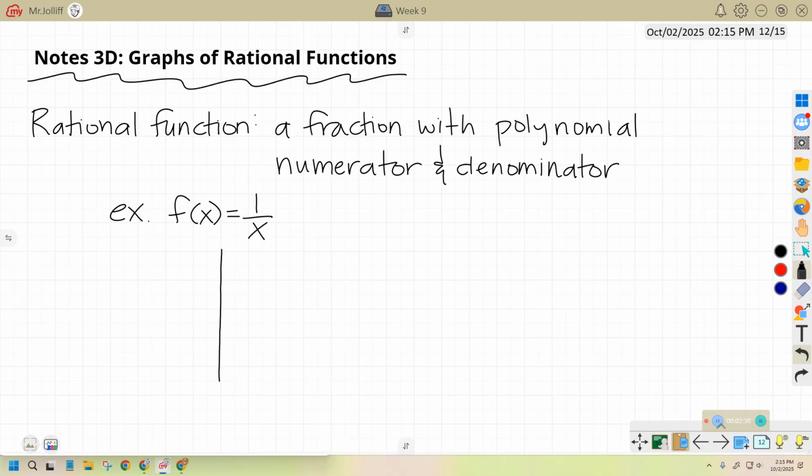Who remembers what the reciprocal function looks like? I see you doing this with your pen. So like this. Yeah? Okay. Is that it? He's shaking his head no. What are we missing? Good. It's both, because when x is negative, 1 over x is negative, so we're in quadrant 3. When x is positive, 1 over x is positive, we're in quadrant 1.